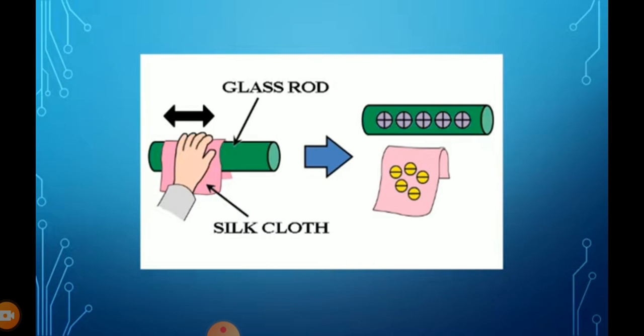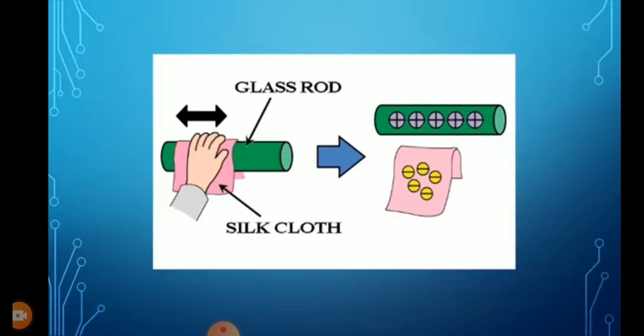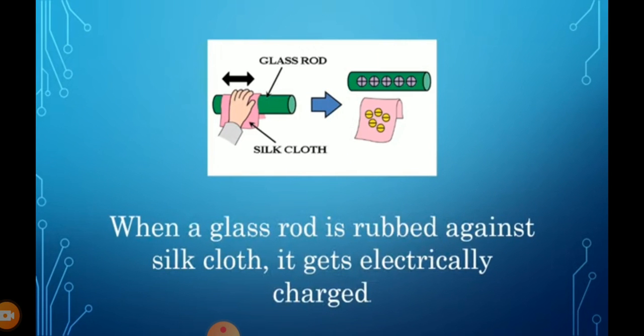What will happen if a glass rod is rubbed on a silk cloth? When a glass rod is rubbed against silk cloth, it gets electrically charged.